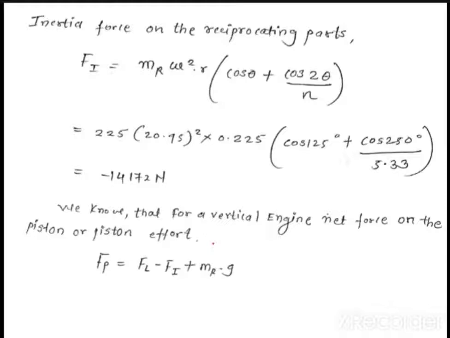So we will not consider the frictional force. Calculate: Fl is 2018, minus Fi, plus Mr into g. So you are getting Fp, the net force acting on the piston, which is 18397 Newton. Is it clear? I hope it is clear to you.